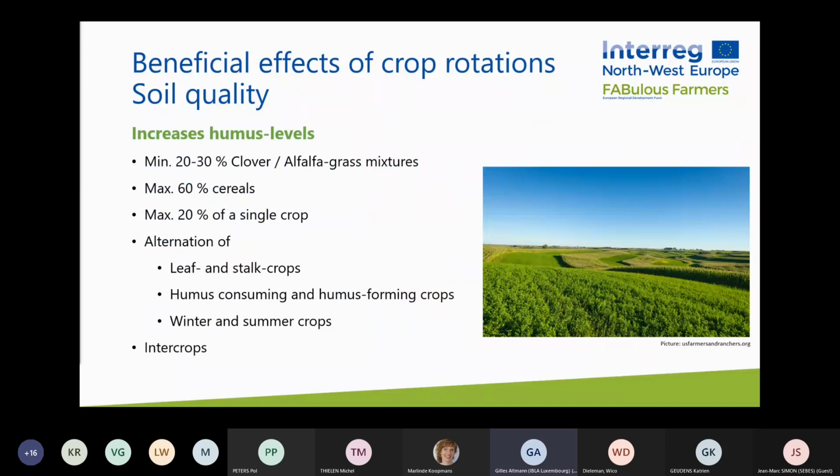Then it is very important to alternate leaf and stalk crops, humus consuming and humus forming crops, as well as winter and summer crops. And then, of course, as told before, intercropping has another additional positive effect on the humus conservation and the build up of humus.